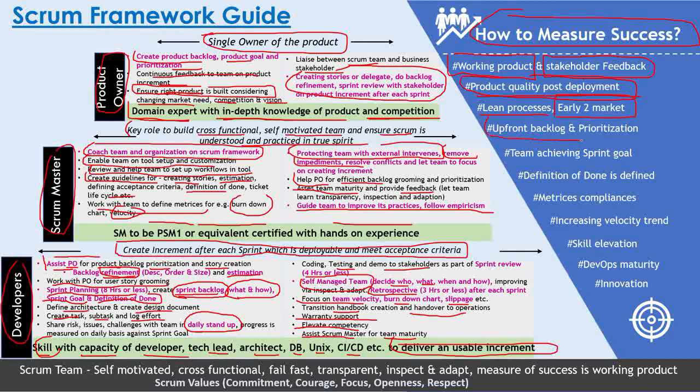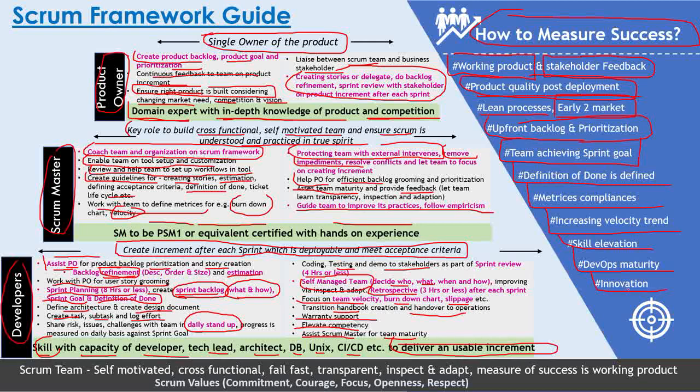We should have an upfront, prioritized backlog so that the team can pick it up and deliver. Team maturity will be assessed on whether they are meeting their sprint goal, meeting the definition of done, and meeting the acceptance criteria. The definition of done is defined. We have metrics defined, where the Scrum Master comes into the picture to put the right metrics. Those are compliant, the velocity is improving, the team is improving their skills, their practices are improved, DevOps is being improved, they are following Scrum.